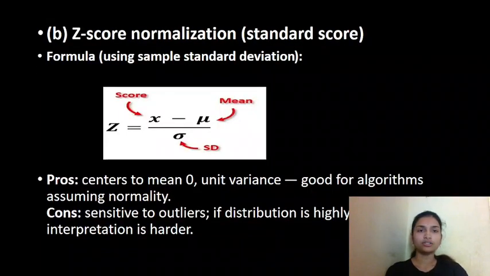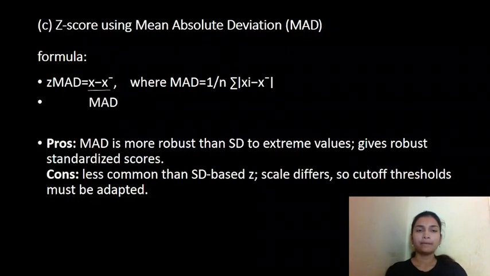Now here is the formula for z-score normalization. Its advantage is that it centers to mean with unit variance, and is good for algorithms assuming normality. Its disadvantage: sensitive to outliers. If the distribution is highly skewed, interpretation is harder. Here is the formula for z-score using mean absolute deviation. Its pros: MAD is more robust than standard deviation to extreme values, and gives robust standardized scores. Cons: less common than standard deviation, biased, the Z scale differs, so cutoff thresholds must be adapted.